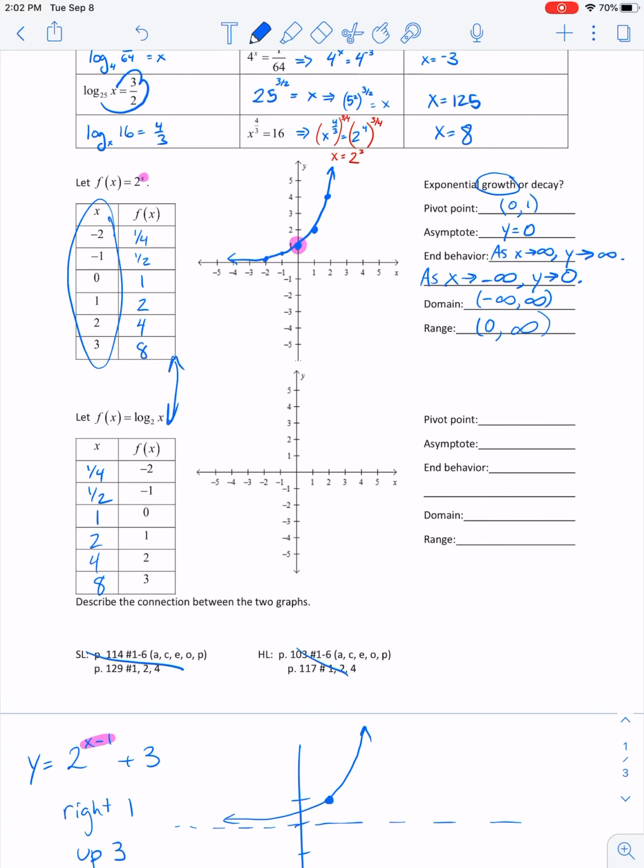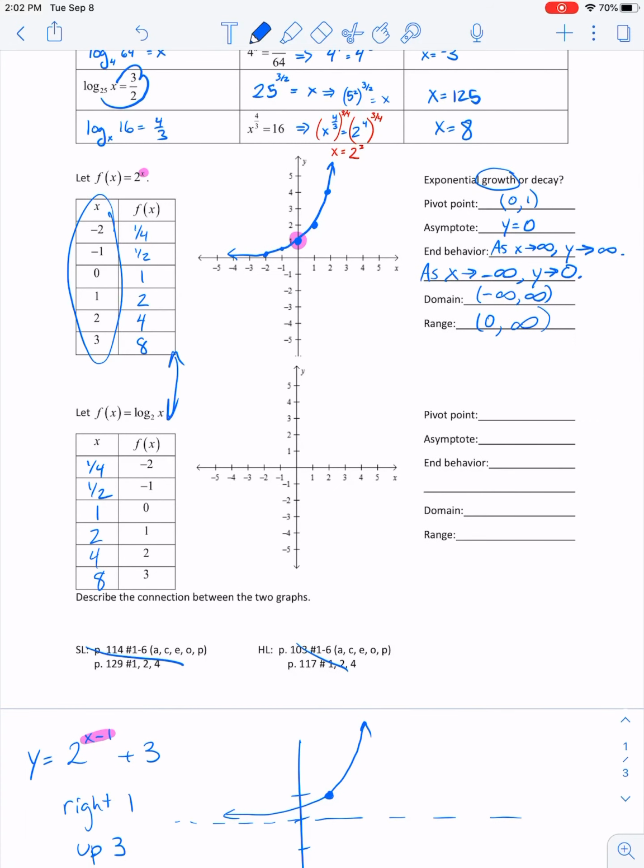So graphing this, when I'm at 1/4, I come down to negative 2 right here somewhere. When I'm at positive 1/2, then I'm at negative 1, so somewhere in here. When I get to 1, I'm at 0. When I get to 2, I'm up at 1. When I'm at 4, I'm at 2. And I need the point 8, 3, but I don't quite have room for it. Okay, so now this is doing something like that.